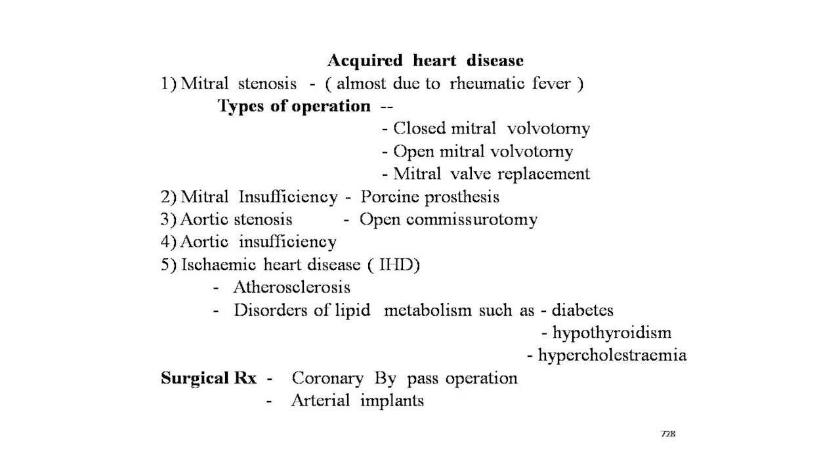Second is mitral insufficiency. It is usually rheumatic in origin. Other causes are bacterial endocarditis, rupture of the chordae tendineae, and papillary muscle dysfunction. For this, the porcine prosthesis is used.